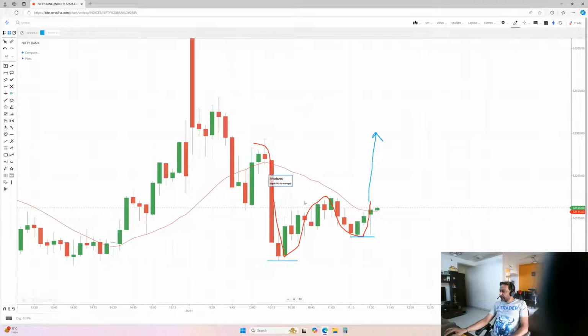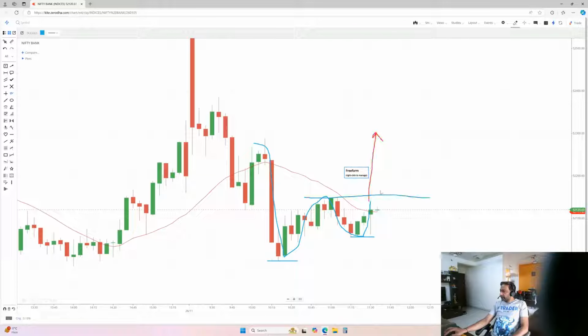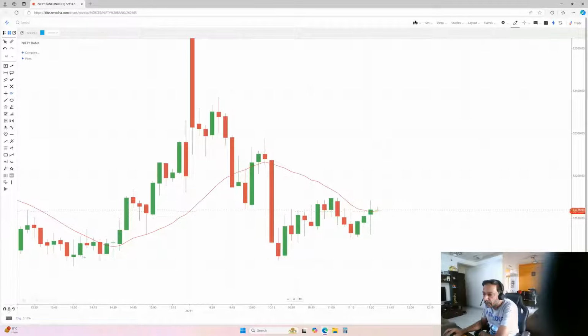So we have a range. If it crosses this 52,150 level, it will definitely test the 52,300 level. Basically, this is the way we need to make our trades, and we need to understand how much space is there to go for a long side or short side trade. So let's take an example on an option chart or option strike price. Currently Bank Nifty is trading around 52,120.